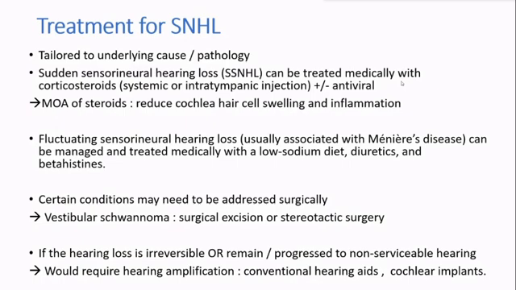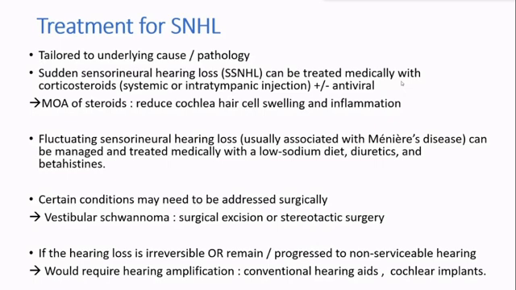Another cause of hearing loss is Meniere's disease. You can read about Meniere's disease. It's a type of hearing loss that can cause fluctuating hearing loss. We can treat it medically most of the time with a low sodium diet, diuretics like furosemide, though rarely given, and also betahistine. For the vestibular schwannoma that I showed earlier in the slides, the mainstay treatment is surgery. However, because it's a benign, slow-growing tumor, we can actually adopt a wait-and-see approach until it gets very big and has compromised the hearing.